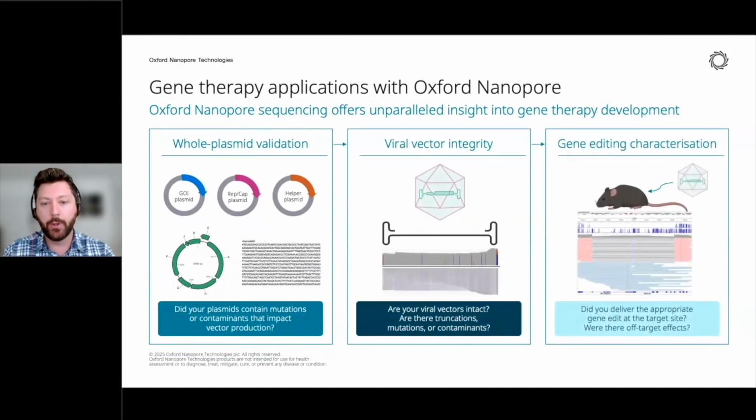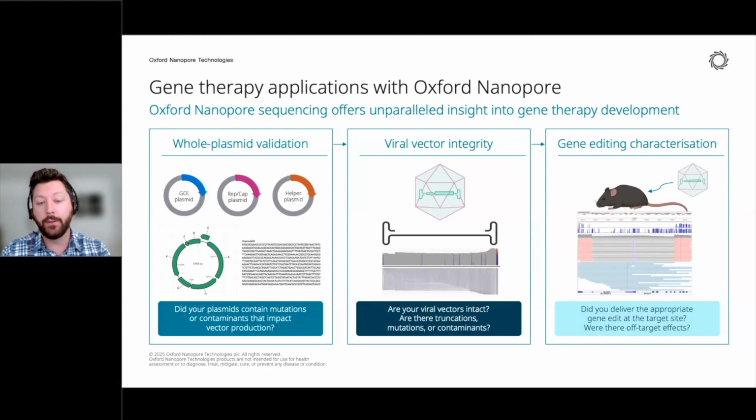Now let's zoom in a little bit more on gene therapy applications, which will be the focus of this webinar. Here we provide powerful insight across key stages of gene therapy development to help teams make confident decisions and keep their programs on track. With whole plasmid validation, it's important to ensure that what you designed is exactly what you produced. So the ability to generate long reads enables you to validate full plasmid constructs in a single read, which can reveal structural variants, unwanted mutations, or contaminating sequences that could compromise downstream vector production.